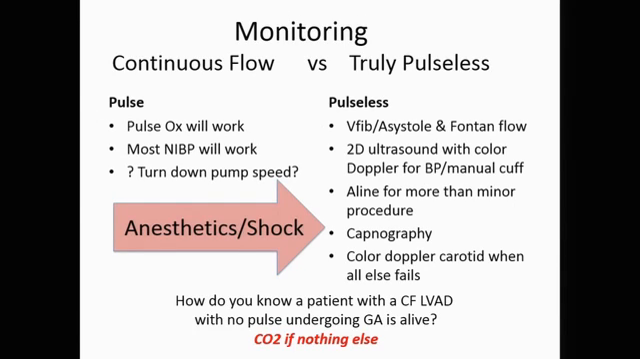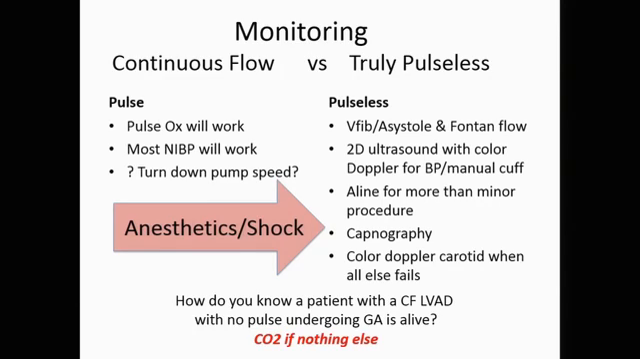With respect to monitoring, the pulse ox will work. The blood pressure cuff will work. Sometimes you need to turn down the pump speed to get these things to work better. Most patients have some pulsatility. If they're pulseless, either their LV is dead or they're really hypovolemic. So if somebody has no pulse, give them volume. Find out if they've previously had a pulse. But anesthesia and shock tends to make people pulseless, right? And so we end up having to resort to these things.